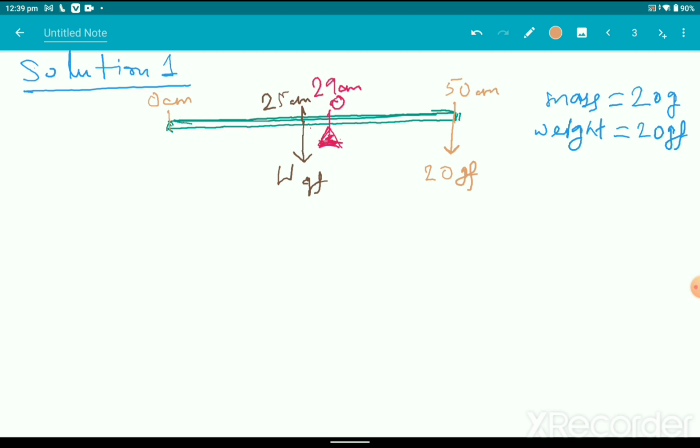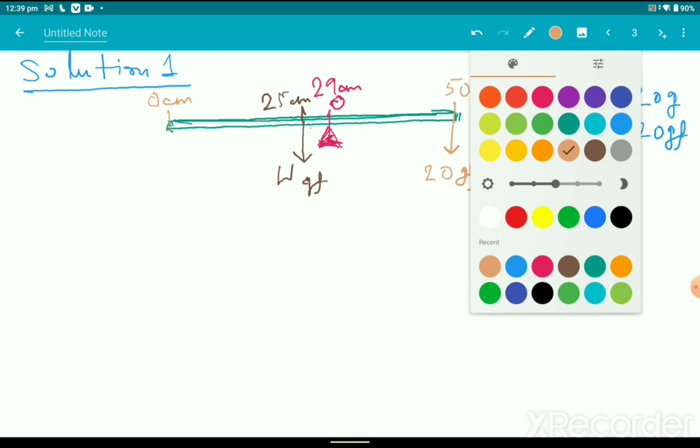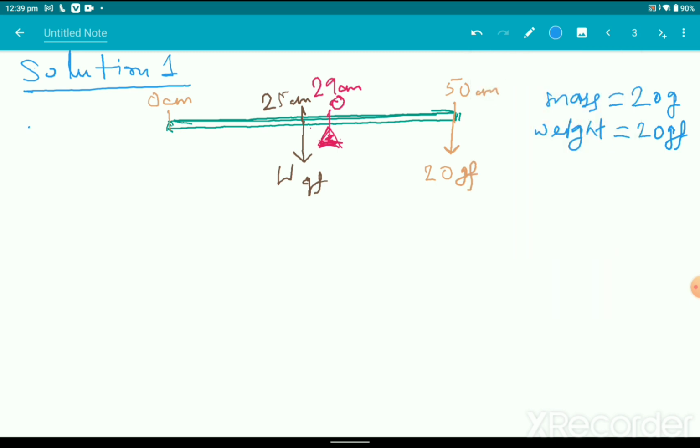Now coming to the second part of the problem, we have to do the solution and find out the weight of the rule. So this is part 1 of the question. Next is part 2 of the question. We say that the rule is in balanced condition, so for that there must be two moments, one anti-clockwise and one clockwise, definitely.